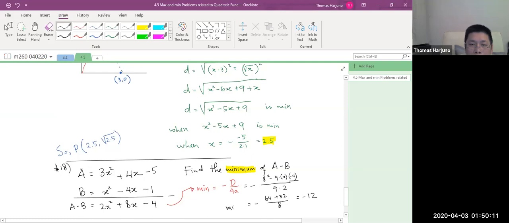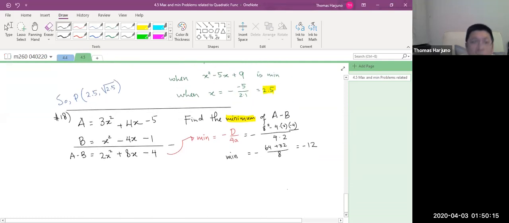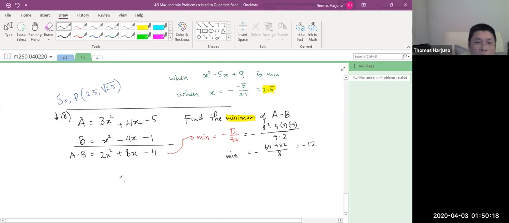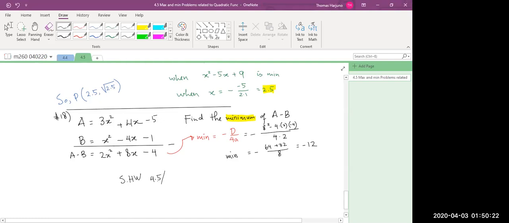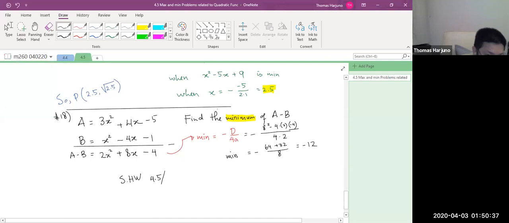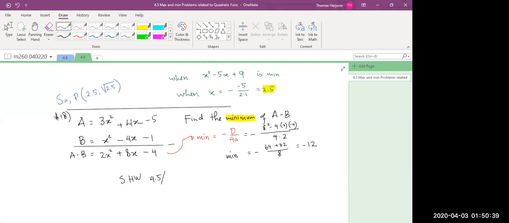Okay. Now I think I will stop here. Your suggested homework from this section will be for this 4.5. Is it you use the formula b squared minus 4ac? Oh yeah, b squared minus 4ac. And you sub.